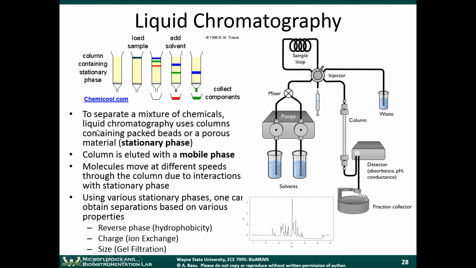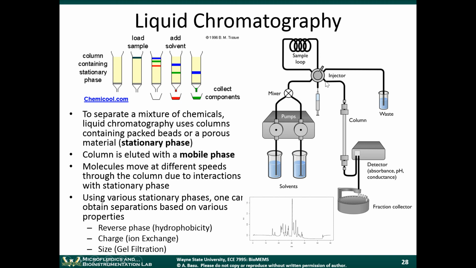So we talked about the stationary phase. The column is eluted with a mobile phase. So after you load your sample like this, you have to add your solvent after that, and the solvent will push the molecules through the column, and the molecules will go through at different speeds. And then you can just collect the separated compounds as they elute from the column. So a typical system would look something like this, where you have these high pressure pumps. Remember, you need a very high pressure to drive the liquid through the column.